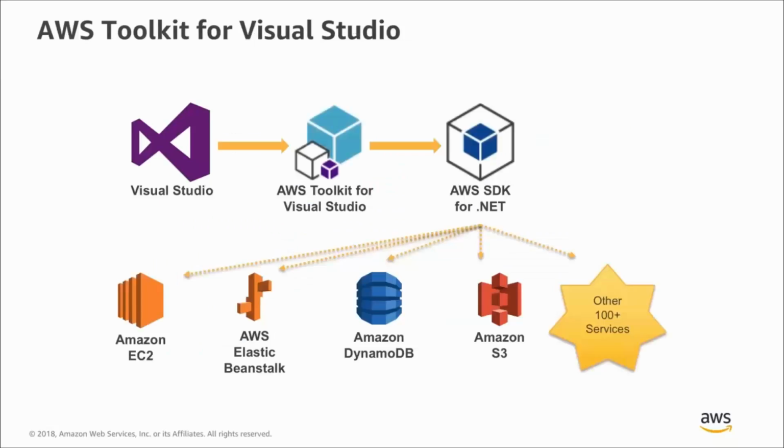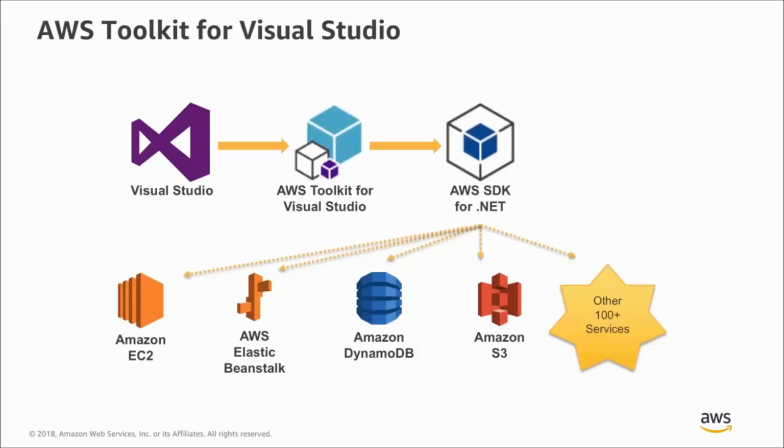So just keep in mind that the AWS Toolkit for Visual Studio is an extension for Microsoft Visual Studio, and its purpose is to make it easier for developers to develop, debug, and deploy .NET apps using AWS. By using the AWS Toolkit for Visual Studio, you'll be able to get started faster and be more productive when building AWS applications. And think of that toolkit and the AWS SDK for .NET really as a gateway to leveraging 100 plus other services.